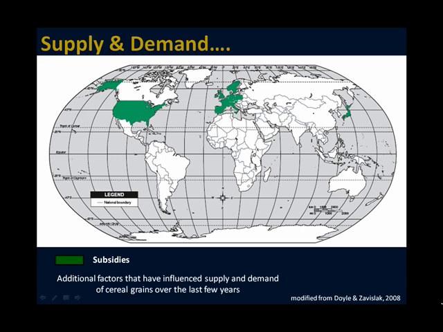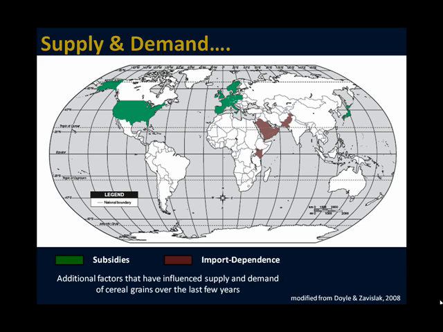Another one is import dependence. A number of countries, including, for example, Saudi Arabia, are heavily import dependent because, due in large part to their climate or other environmental conditions such as the soil quality and water resources they have available, they are not able to produce nearly enough food to meet the demand for their population. So this has some unique impacts on global supply and demand of food.